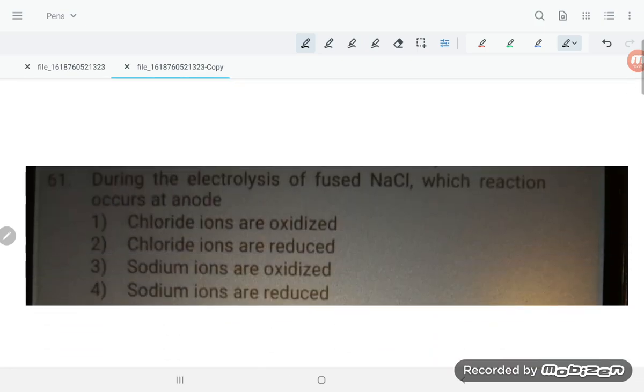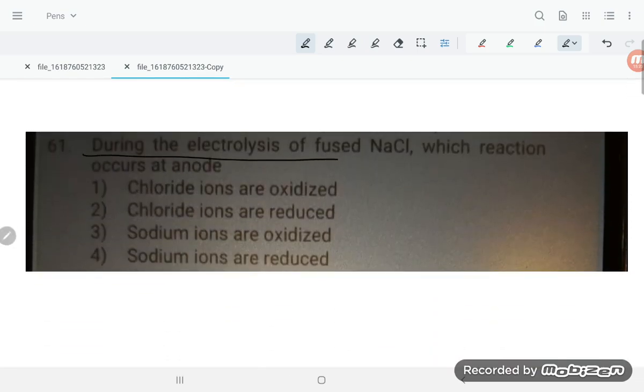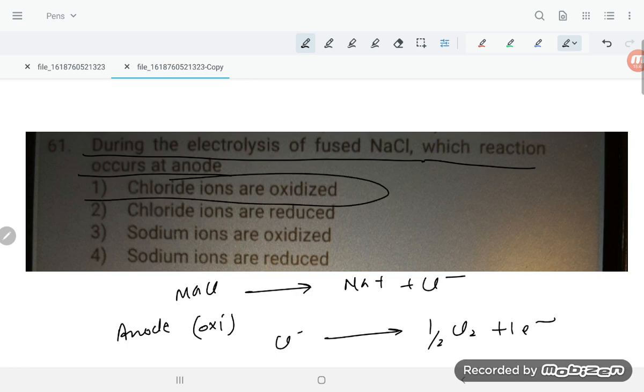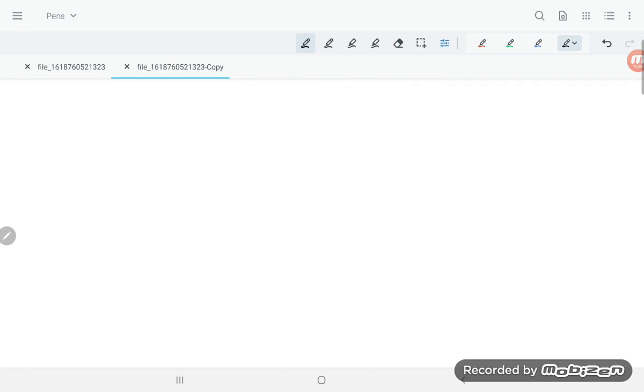Next problem is what? During the electrolysis of fused NaCl, which reaction occurs at the anode? If you see NaCl, dear students, it will give Na plus and Cl minus. So anode means what, students? Anode means oxidation. So Cl minus will be oxidized to half mole of Cl2 plus electron. So chlorine is oxidized. The correct option is option number 1.